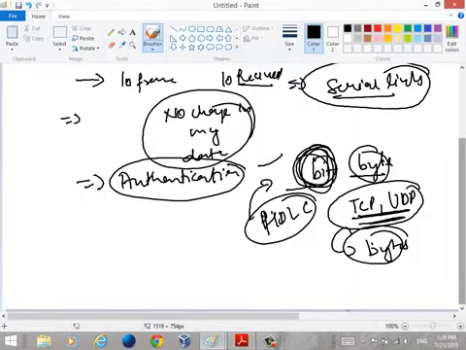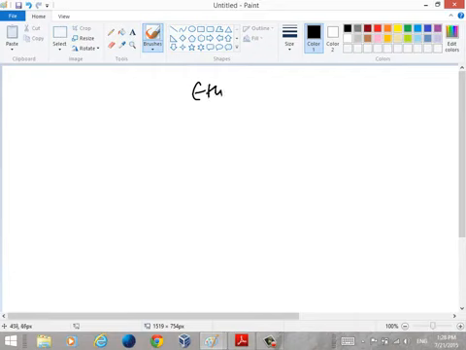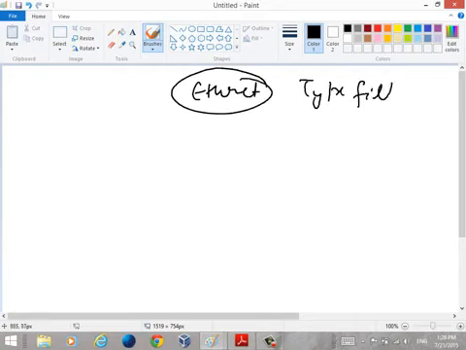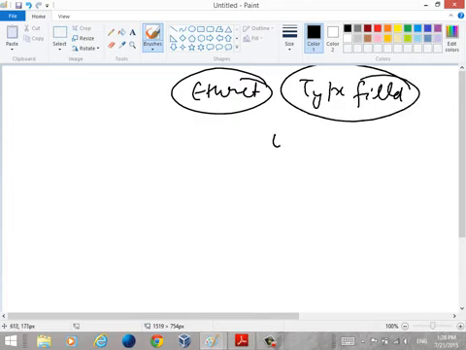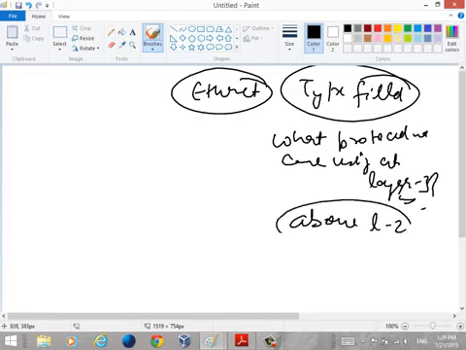What is it trying to say? It is trying to say, like all of you know about the Ethernet header. In the Ethernet header we have a type field. What is the use of the type field? What protocol we are using at layer 3, or above layer 2? Which protocol we are using? This is the use of the type field.